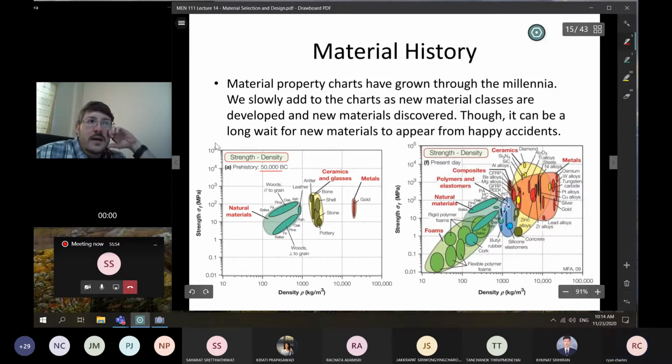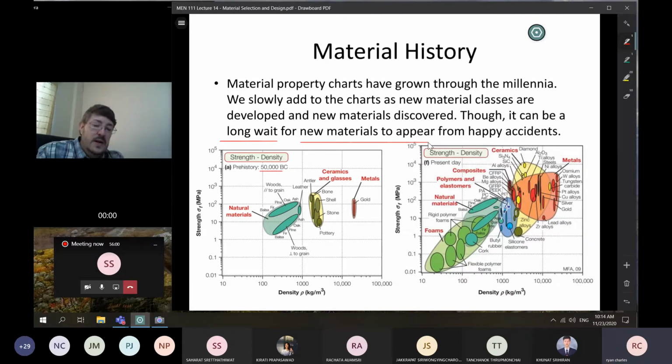But it can be a long wait for new materials to appear. We might have this fancy design that we want to make, and we can't find a material for it, but one comes along maybe 30 years later. And by then, maybe your design was already superseded by something else. So waiting for a material is usually not a great idea.